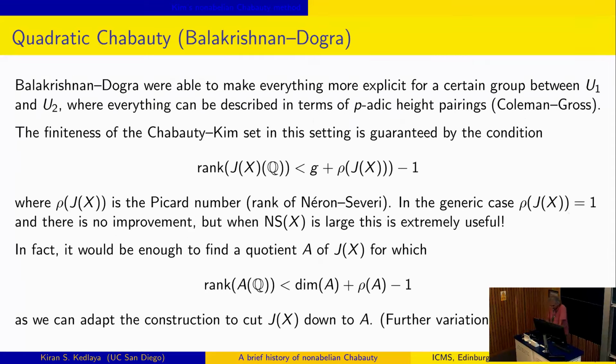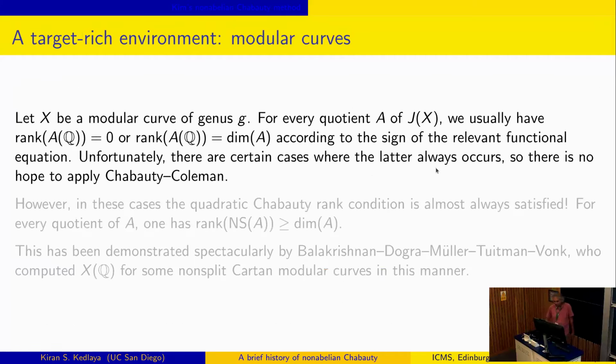So in the Chabauty rank condition, basically both of these terms are like g. So all three of the things that vary are basically the same size. So this is like twice that size. So it's a big win.